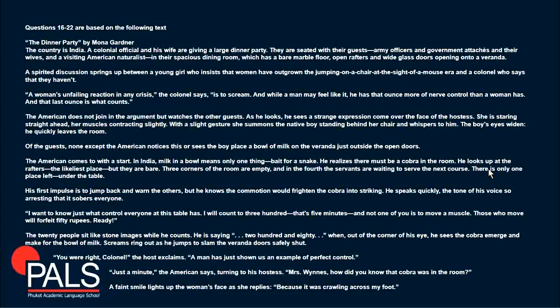The American comes to with a start. In India, milk in a bowl means only one thing: bait for a snake. He realizes there must be a cobra in the room. He looks up at the rafters, the likeliest place, but they are bare. Three corners of the room are empty, and in the fourth, the servants are waiting to serve the next course. There is only one place left, under the table.